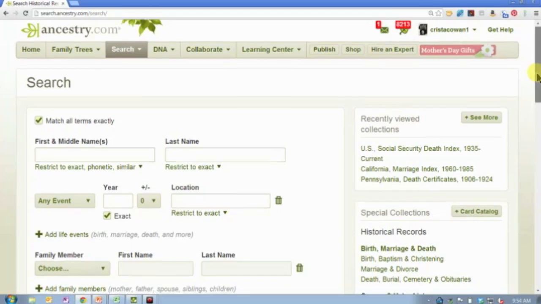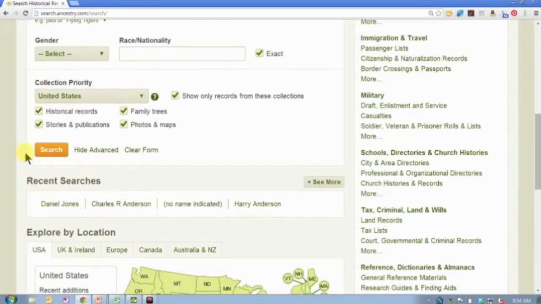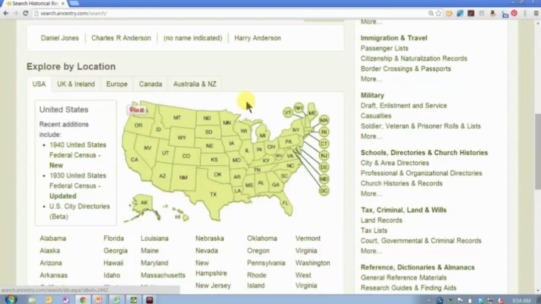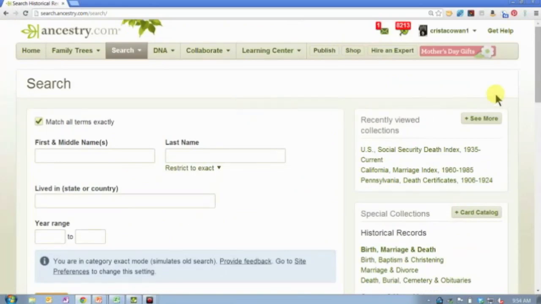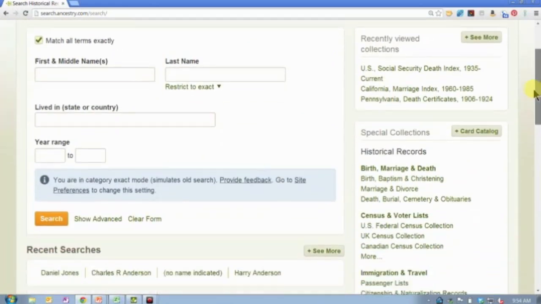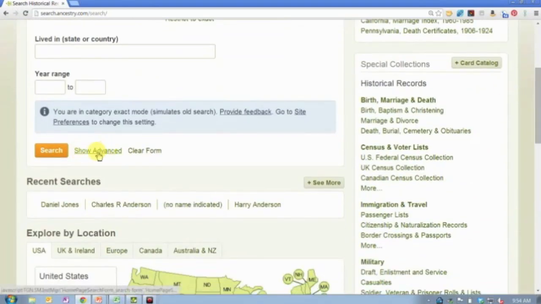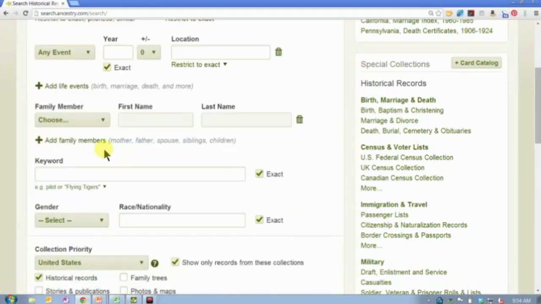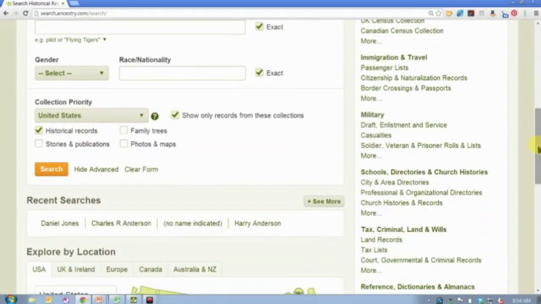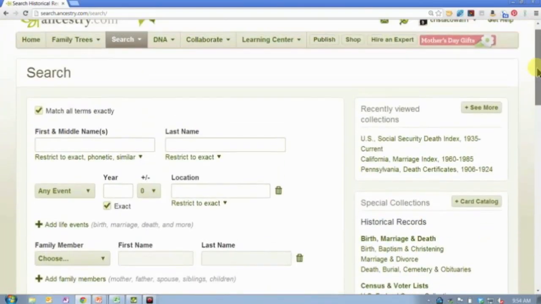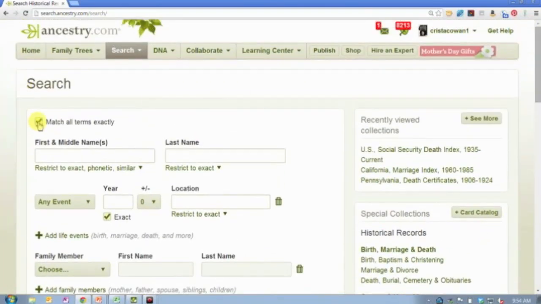Okay, now always make sure that you're using the advanced search form. That's super important when you do any search on Ancestry, that you're using that advanced search form. So make sure you click show advanced. If it says hide advanced, then you're looking at the advanced search form. Now up here, I'm going to uncheck match all terms exactly. That's going to reset every one of my field filters, okay?